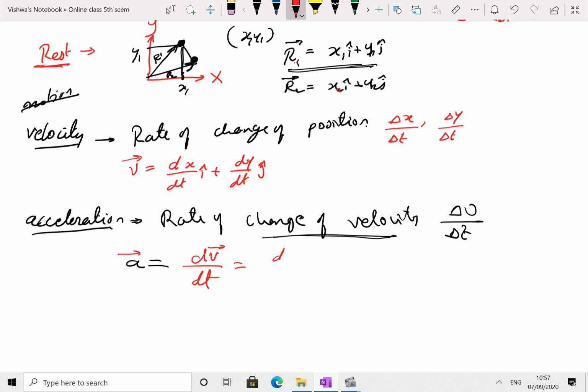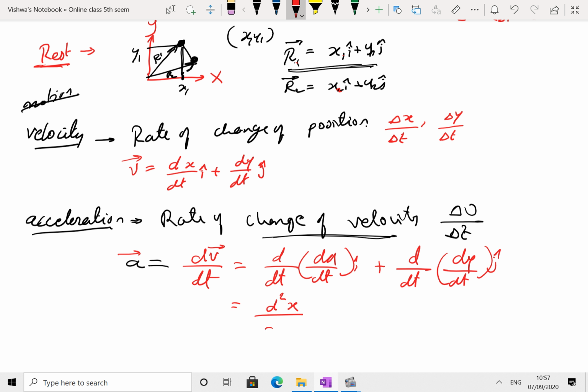So it is d by dt of dx by dt into i cap plus d by dt of dy by dt into j cap. Then d by dt of dx by dt we can write as d square x by dt square into i cap plus d square y by dt square into j cap. This is the second order derivative of the position vector. So this is about acceleration.